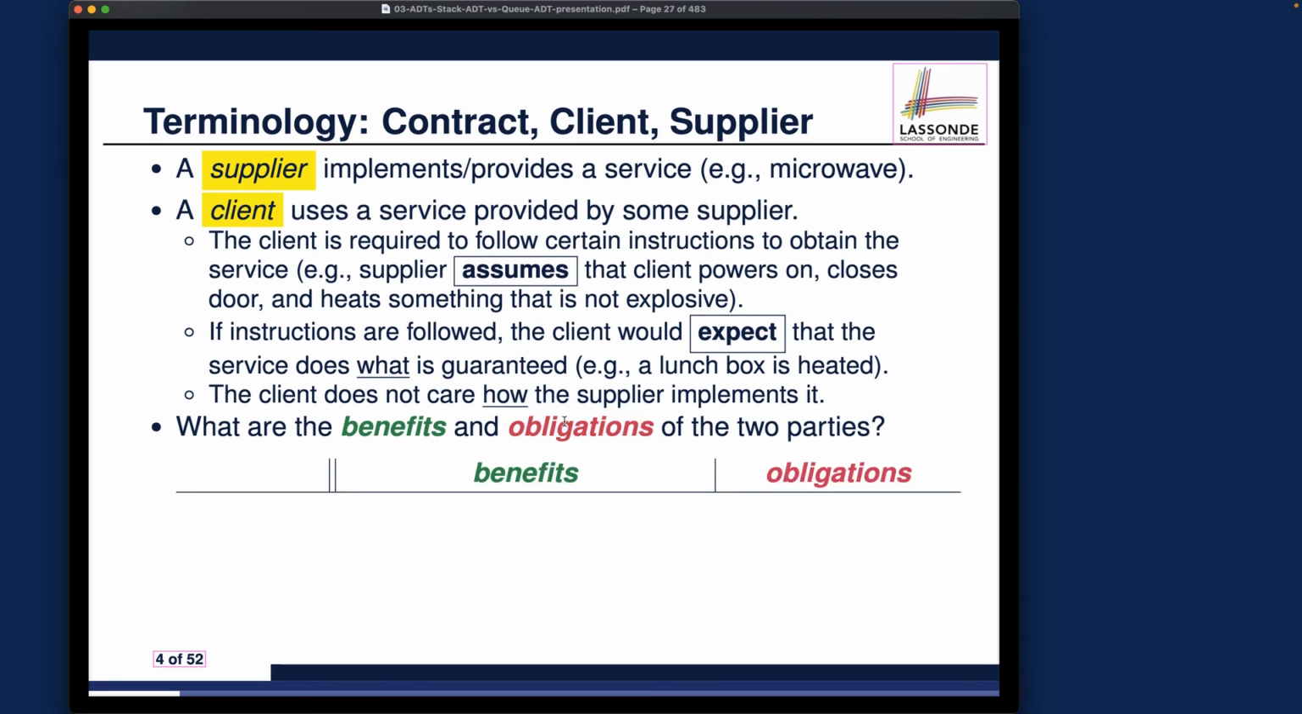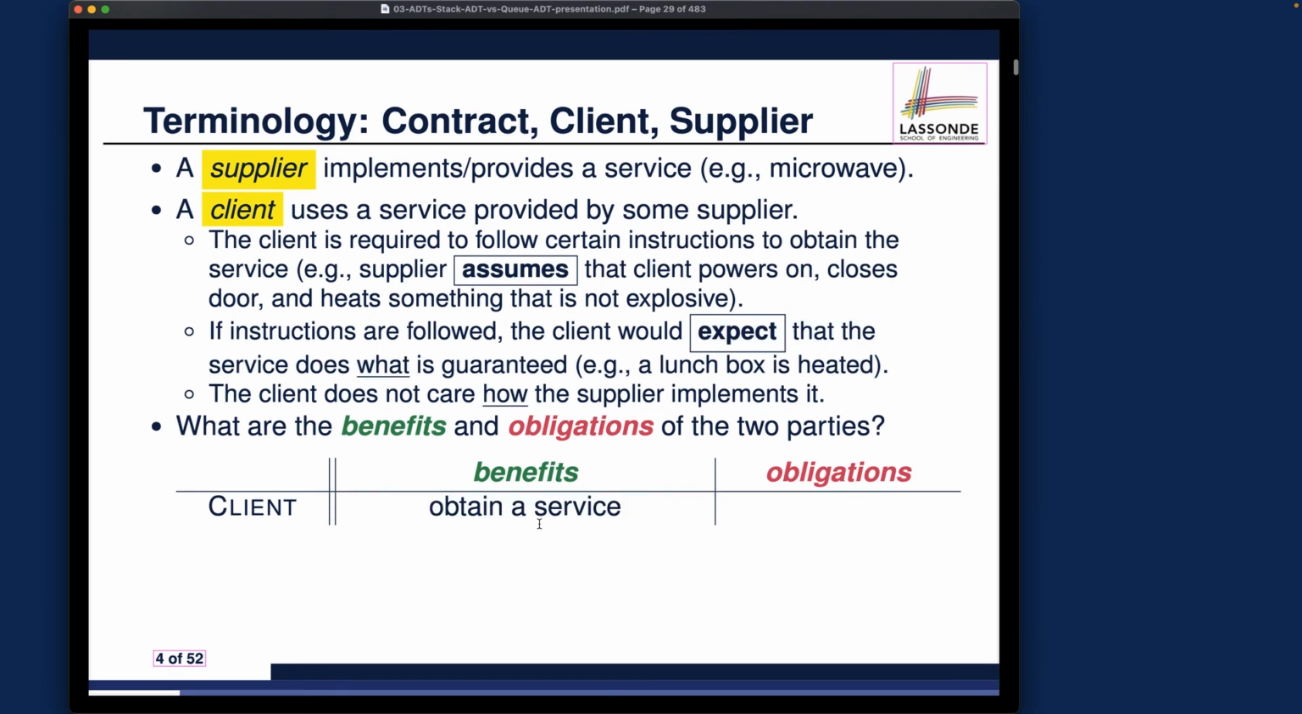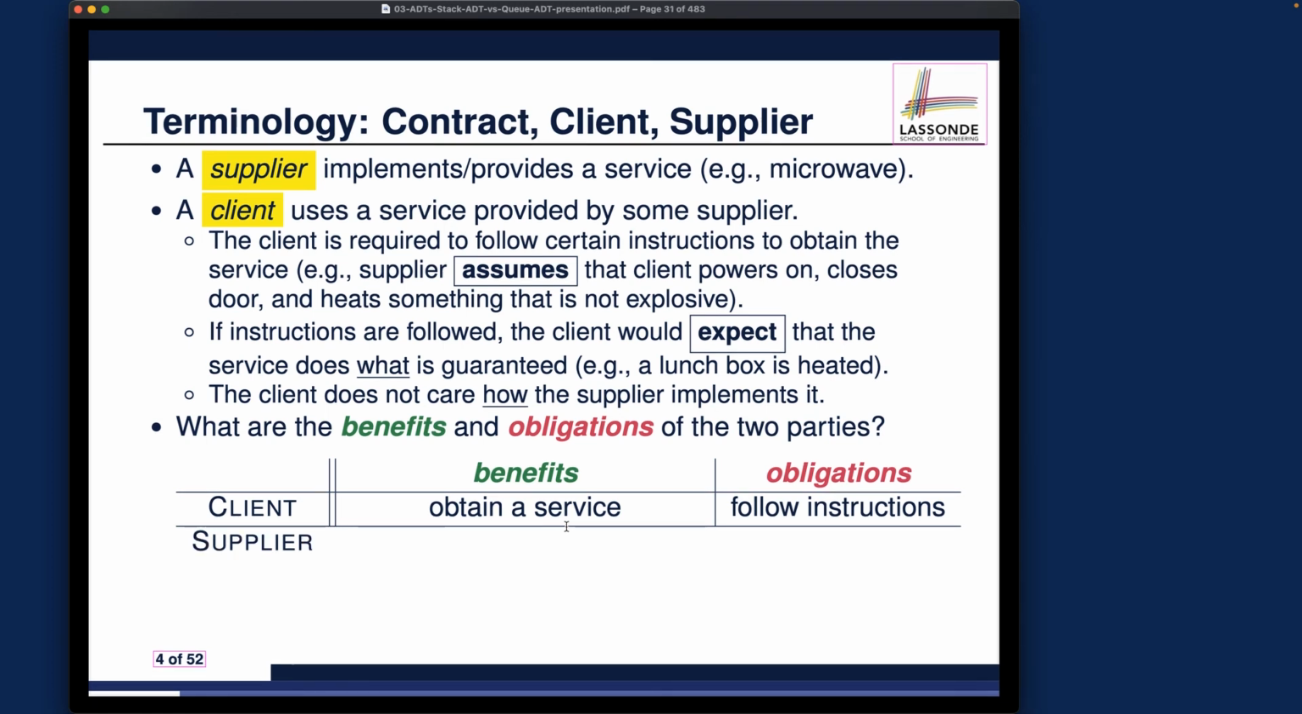So we got benefits and obligation in one dimension, and let's now talk about, first of all, the clients. What would be the client's obligation versus benefits? What we learned was the client must follow certain instructions. Once they have done that, they can expect that the service they want can be guaranteed, right? So that means the benefit they can really get is obtaining a service, as long as I fulfill my obligation, which is to follow the instructions. That's very straightforward conceptually. What about for the supplier? Well, it will be symmetric.